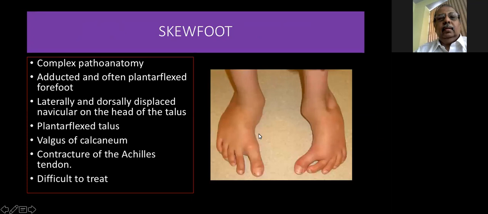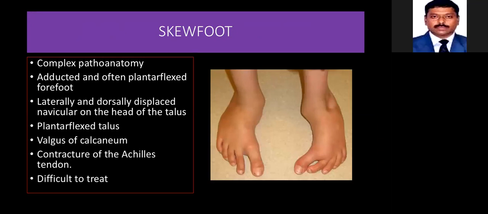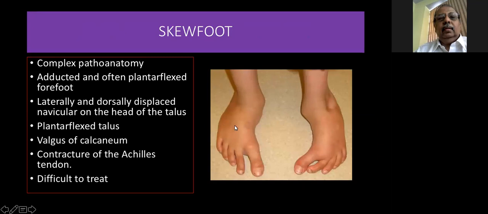Now, another question that is commonly asked is the skew foot. What is a skew foot? The pathoanatomy of skew foot is very complex. We just remember that it is an adducted and often plantar flexed forefoot. So the forefoot is adducted. Here you can see the forefoot is adducted at the metatarsophalangeal joint. There is a laterally and dorsally displaced navicular on the head of the talus, laterally and dorsally, as in the case of congenital vertical talus.